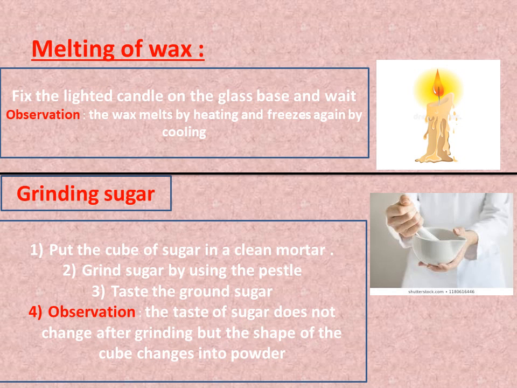When we taste the sugar, we noted that the taste of sugar doesn't change after grinding, but the shape of the sugar cube changes into powder. So the taste stays as it is, but the shape changes. The shape changes, but the structure doesn't change. So grinding of sugar is a physical change because the shape of the matter changes without any change in the structure.